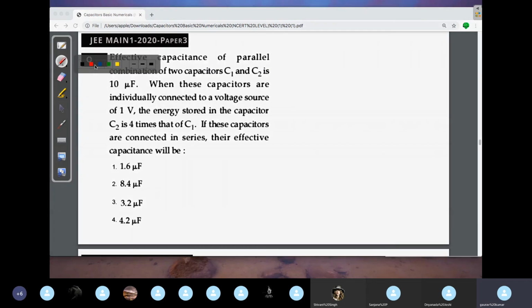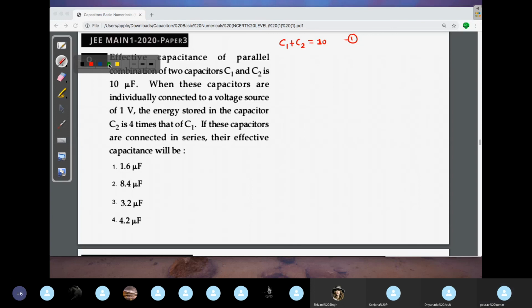Okay, let's see this question. Effective capacitance of a parallel combination of two capacitors, C1 plus C2, is already given to you in the question. The first piece of information is that C1 plus C2 is given as 10 microfarad. Since everything is in microfarad, there is no need to write micro. We will just write 10, and keep in mind that 10 microfarad will be written as 10.